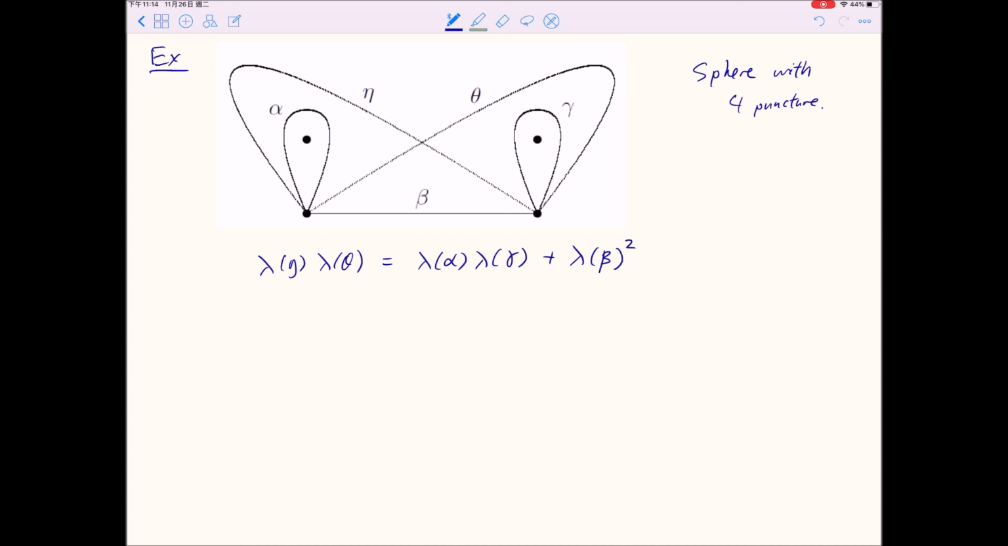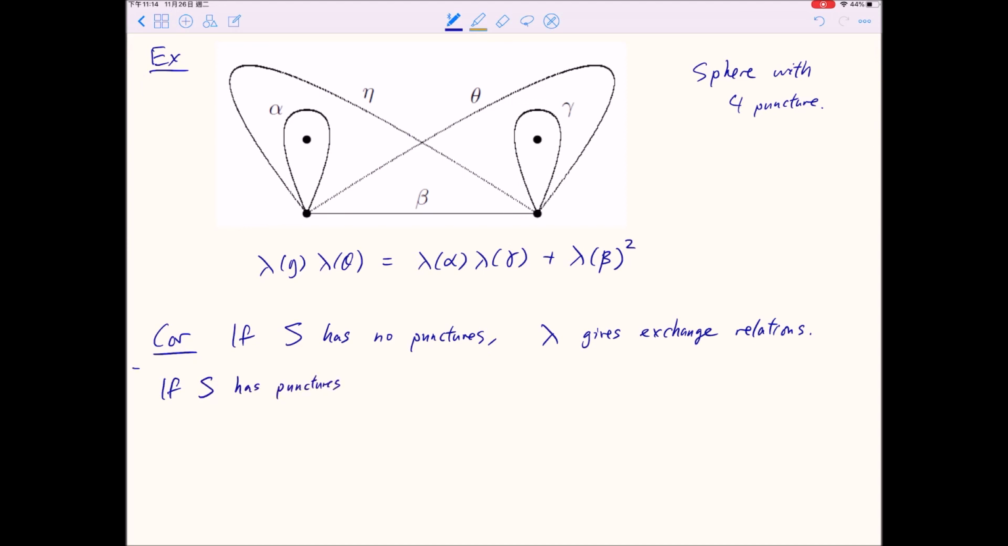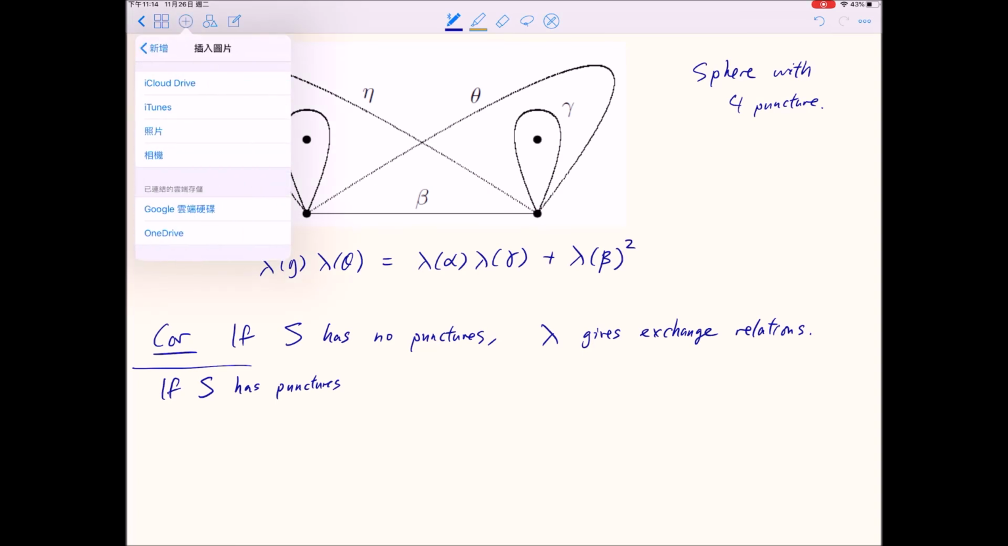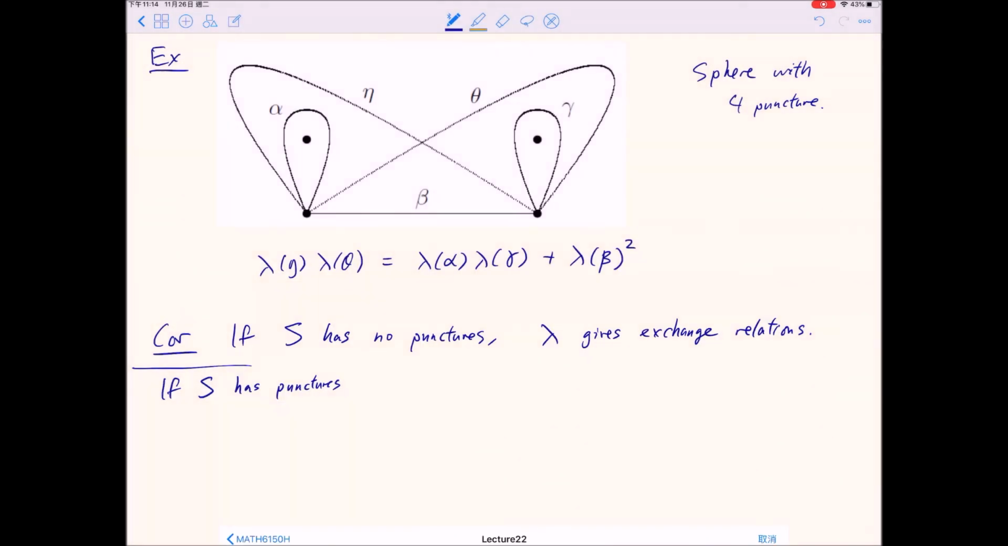So actually, as a corollary, if S has no puncture, then we don't have the self-folded triangles. Then everything is just the standard situation, and the lambda length already gives all the possible exchange relations. So this is already a good case. However, if the surface has punctures, so let's look at the bad cases.